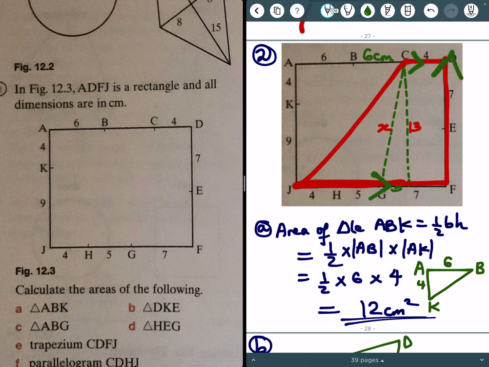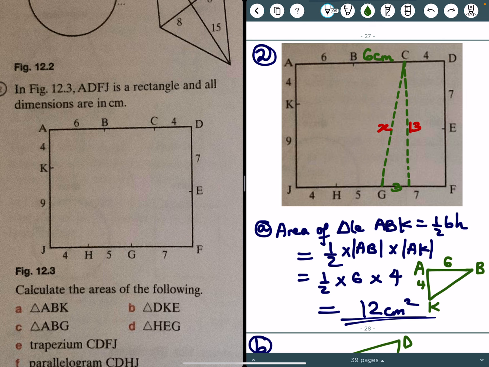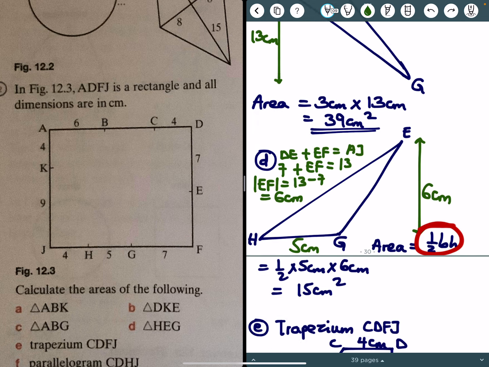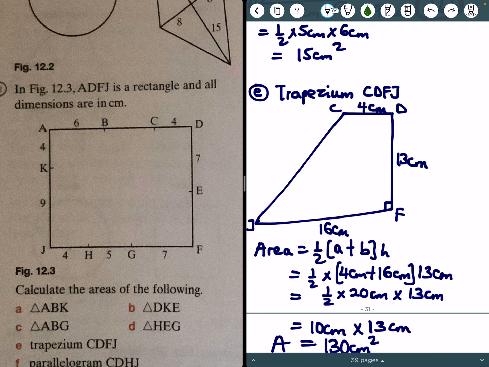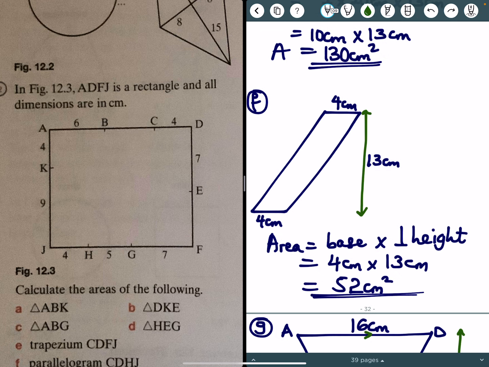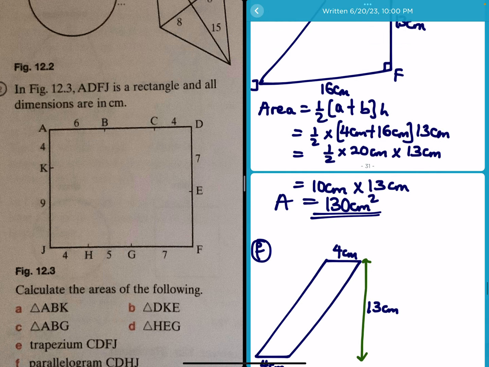And the vertical height of my trapezium will be 13. So I'll do area of trapezium is half (A plus B) times H. That will give me half times 4 plus 16 times 13. 4 is the smaller upper side, 16 is the base side here. So half times 4 plus 16 times 13 will give you the area of the trapezium, which is 130 centimeters squared.